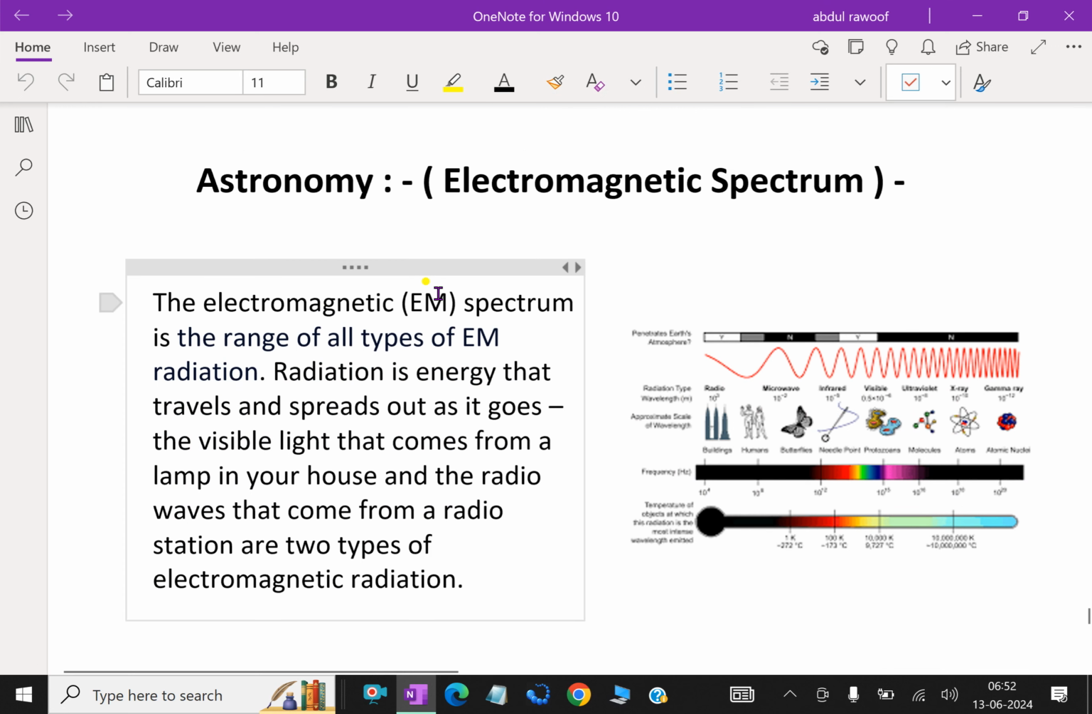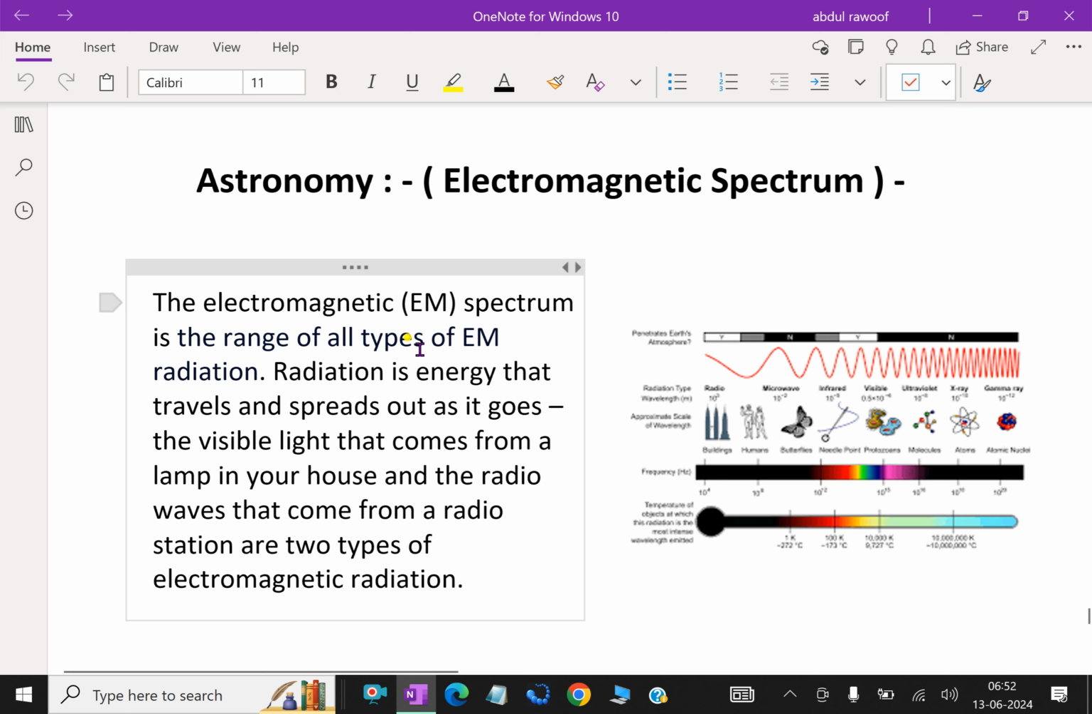In astronomy, let us discuss the electromagnetic spectrum. Objects in the universe send out an enormous range of electromagnetic radiation. Scientists call this range the electromagnetic spectrum, which they have divided into a number of categories. The spectrum is shown in the figure.